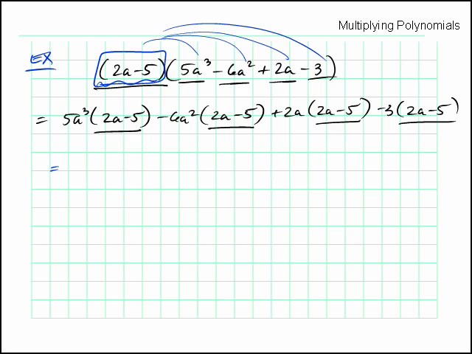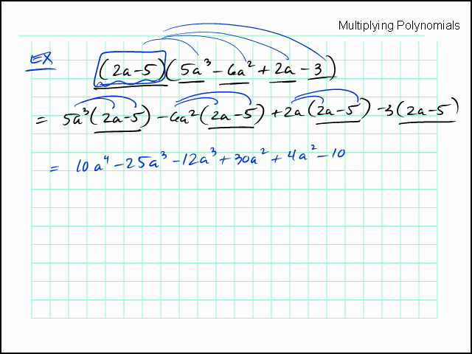Okay, now I've got to distribute again. So we got a bunch of terms here. That's 10a to the fourth minus 25a cubed. Over here is going to be negative 12a cubed plus 30a squared. Be very careful with the negative signs. Don't want to miss one here. This is 4a squared minus 10a, negative 6a, and that is 15. Okay. And I should have some like terms here. Let's see if we can find them.